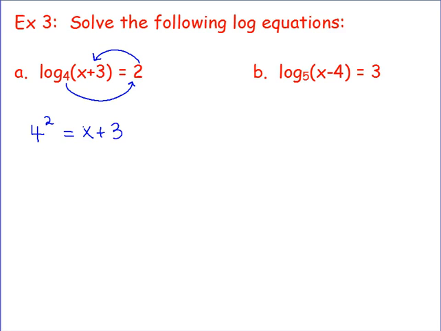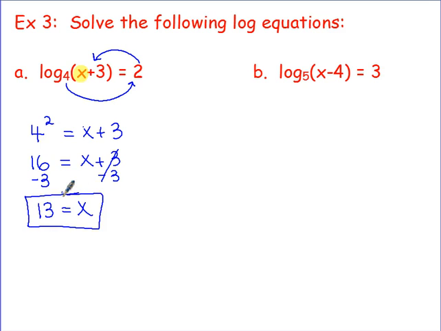Now we have some solving to do. Well, the first thing you want to do, figure out this number. 4 squared, hopefully everybody knows it's 16. Then we simply want to get x by itself. Well, I got to move this 3, so I'm going to subtract 3. 16 take away 3 is 13. Now again, I'm not going to put a box around it yet because I haven't checked it. So I need to check it right there in those parentheses. Well, 13 plus 3 is 16. And that's a positive number. So I'm going to go ahead and put a box around it, and I'm done.